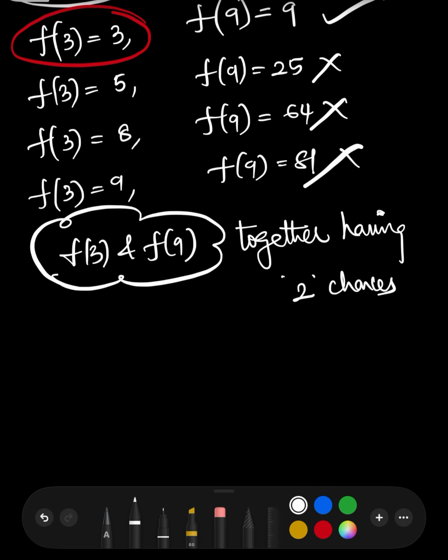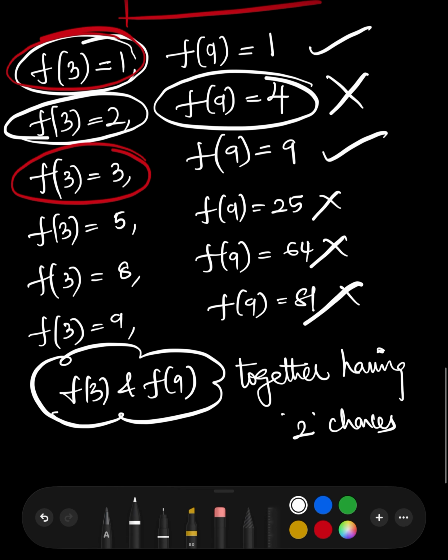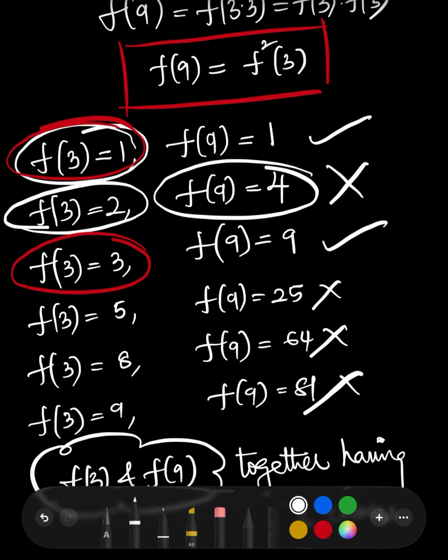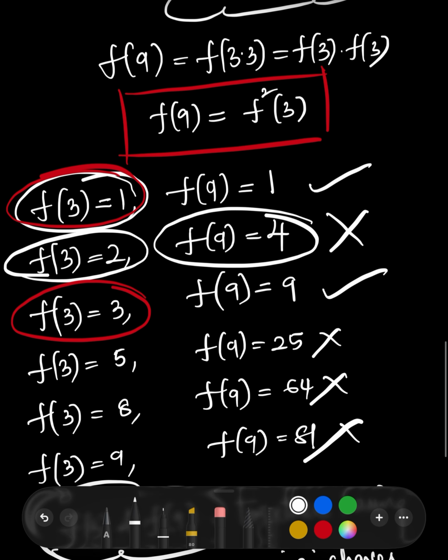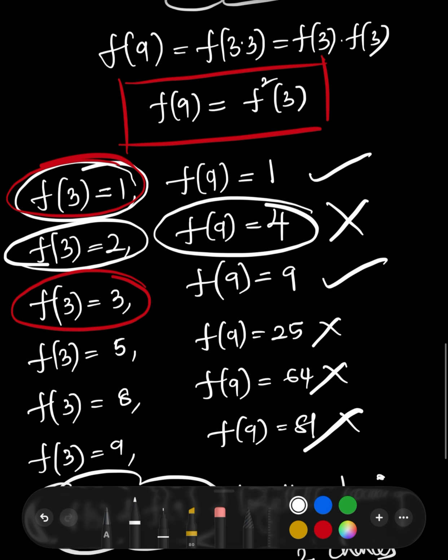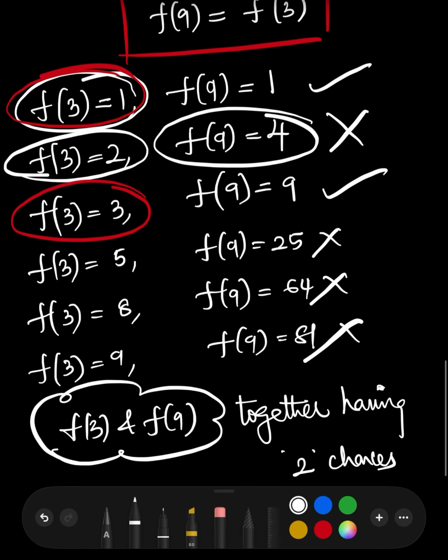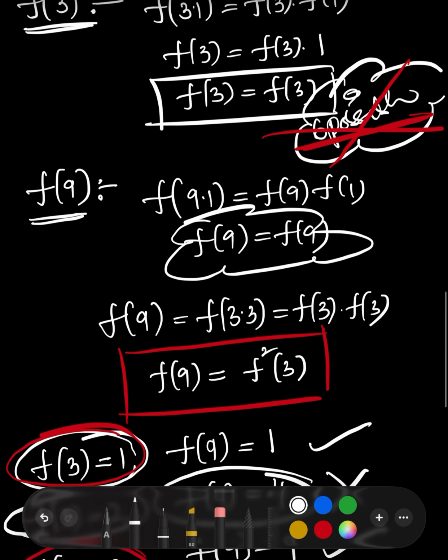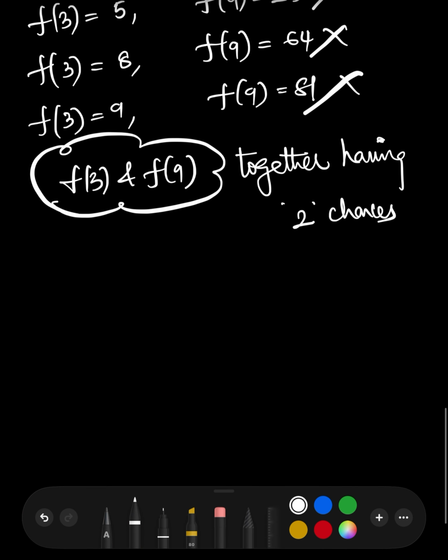It is very, very important. Together having two chances, f of 3 and f of 9. Because if f of 3 equals 1, then only f of 9 equals 1. This is one chance. If f of 3 equals 3, then only f of 9 equals 9. That is another chance. Right? Not individual possibilities, together chances. By combining these only, we will get the proper result. Now f of 3 is completed, f of 9 is also completed.